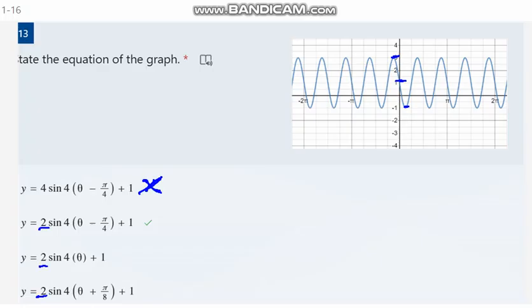All are 2, the amplitude is 2, and all period is multiplied by 4, so it must be pi over 2. Vertical shift, all are the same. All we need to identify really is the phase shift. That's the only difference. 그럼 phase shift 보면 sine이니까 I will start from the midline and then go up and down and up.